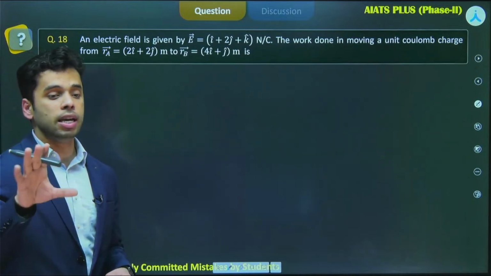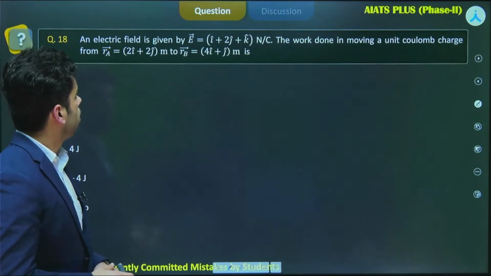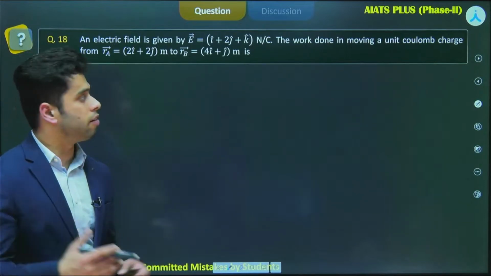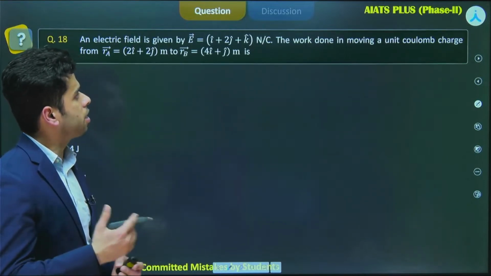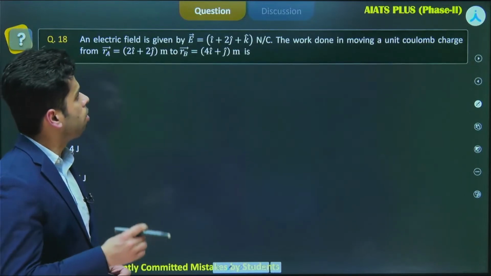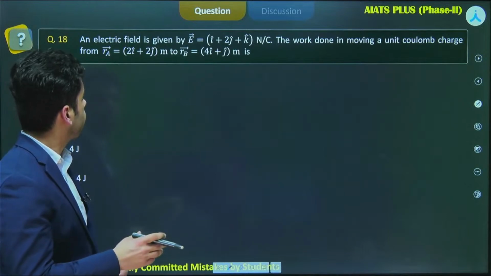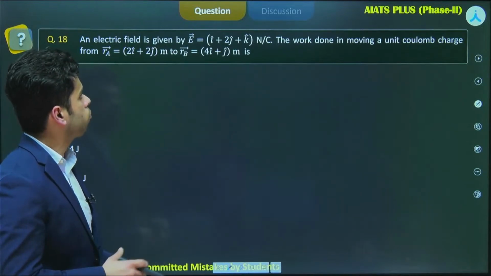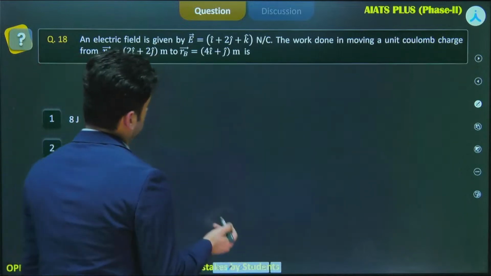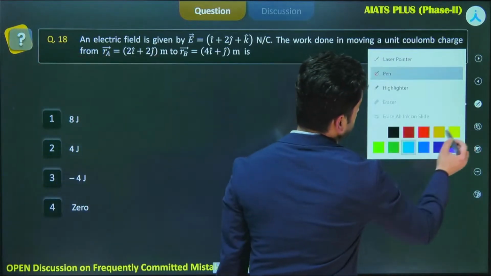And it was problem 18 in the original paper. It says that an electric field is given by E vector, and this E vector is given as i cap plus 2j cap plus k cap Newton per Coulomb. The work done in moving a unit Coulomb charge from Ra, that is 2i cap plus 2j cap, to Rb, that is 4i cap plus j cap meter is. So dear students, we need to find it.